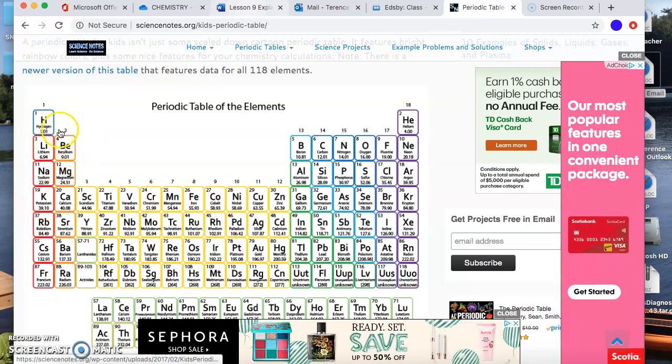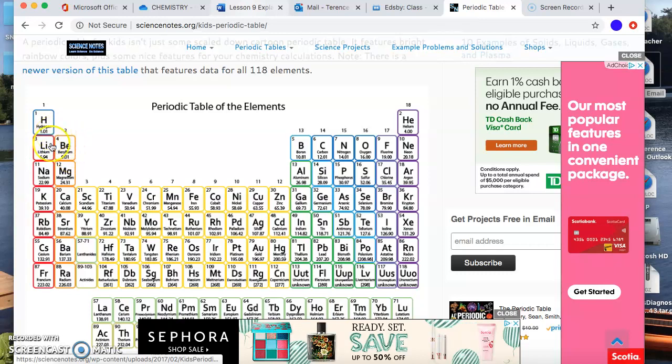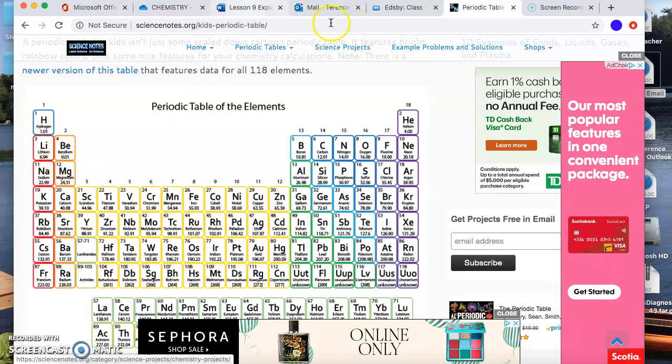Likewise, beryllium here has 4 protons in its nucleus. It has a weight of 9, rounded. So we know that beryllium has 5 neutrons. 4 protons plus 5 neutrons gives it a total weight of 9 units.